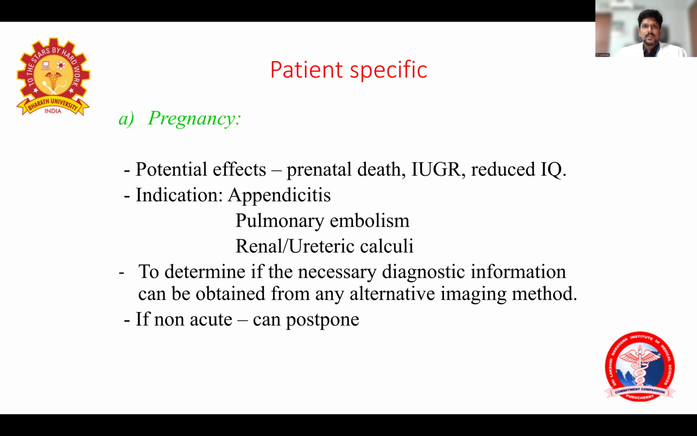So patient specific. So the most important factor which we're going to talk about is, what about a pregnant woman? So in pregnancy, obviously the potential effects are there, which include prenatal death, IUGR, reduced IQ. Indications are appendicitis, pulmonary embolism, renal or ureteric calculi. Determine if the necessary diagnostic information can be obtained from any alternative imaging method. If non-acute, kindly postpone the study.